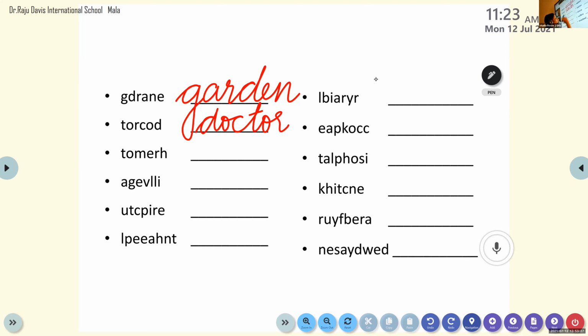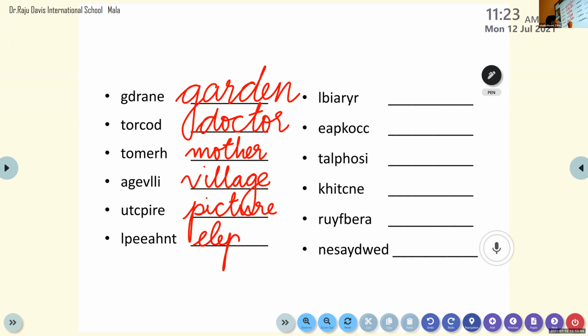Those who haven't finished, right till here. Till elephant, we have completed. From library, I think we have to finish. Okay. This is mother. M-O-T-H-E-R. Mother. It is village. V-I-L-L-A-G-E. Village. Okay. This is pick. P-I-C. Picture. T-U-R-E. Picture. Elephant. E-L-E. Elephant. P-H-A-N-T. So I hope we have finished till these words.